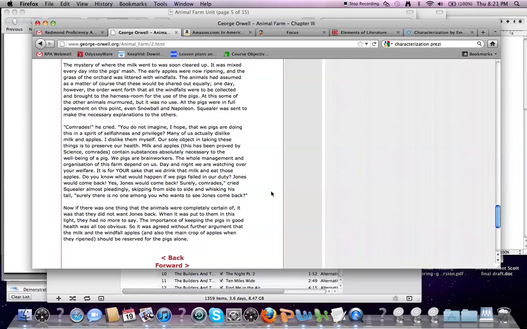"Surely, comrades," cried Squealer, almost pleadingly, skipping from side to side and whisking his tail, "surely there is no one among you who wants to see Jones come back." And so what he's doing is essentially eliciting fear in them. We deserve these because if we don't get these, then all these bad things will come back, right? Jones will come back. And yet, why? What on earth would make Jones come back? How realistic is that? Just because they're eating apples and drinking the milk, right?